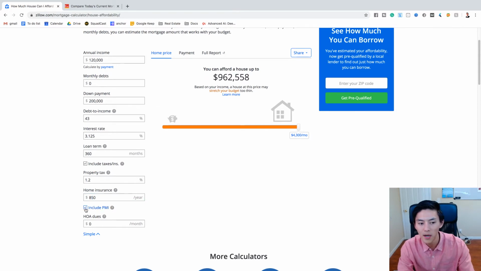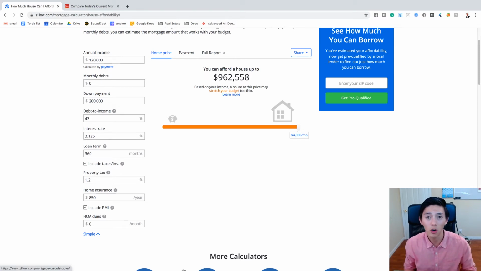You want to include PMI. In this case, because we have such a large down payment, we probably won't have PMI. PMI stands for private mortgage insurance, and it's what the lender will charge you if you have lower than a 20% down payment. And this is to protect the lender in case you default on your mortgage.